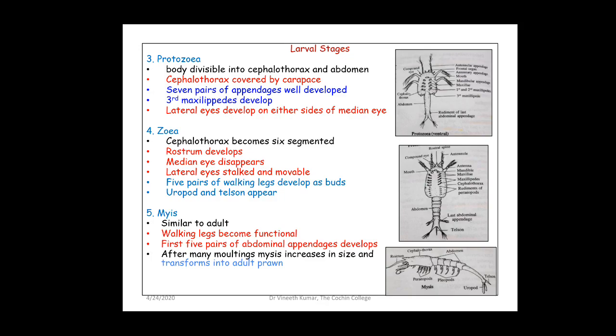Body is divisible into both cephalothorax and abdomen, and the major change that happens in the protozoea stage is that the cephalothorax is covered by the carapace, and 7 pairs of appendages are well developed now. 7 pairs in the sense the 3 of the nauplius and 4, the first and second maxillae and first and second maxillipeds, which were rudiments in metanauplius, are now well developed. Thus 7 pairs of well developed appendages can be seen in this protozoea stage, and the rudiments of the third maxilliped also develop.